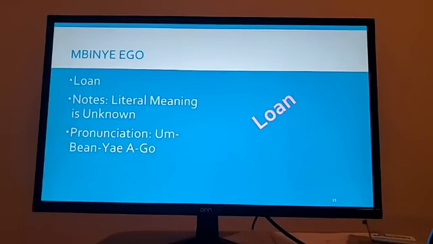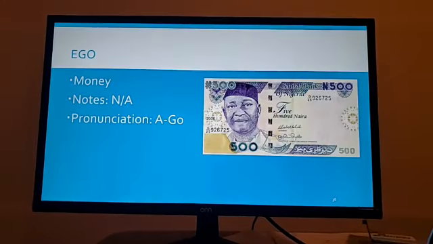Loan. Now, I don't know how to break that down in the literal sense, but it would be Um-Bee-Yah-Chee for loan. Again, you see A-Goe once again. A-Goe means money. A-Goe means currency as well. So when we talk about money, you're always saying A-Goe for money.